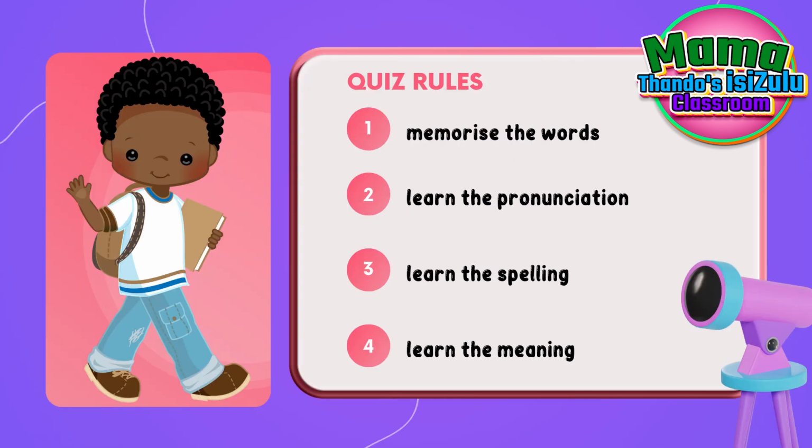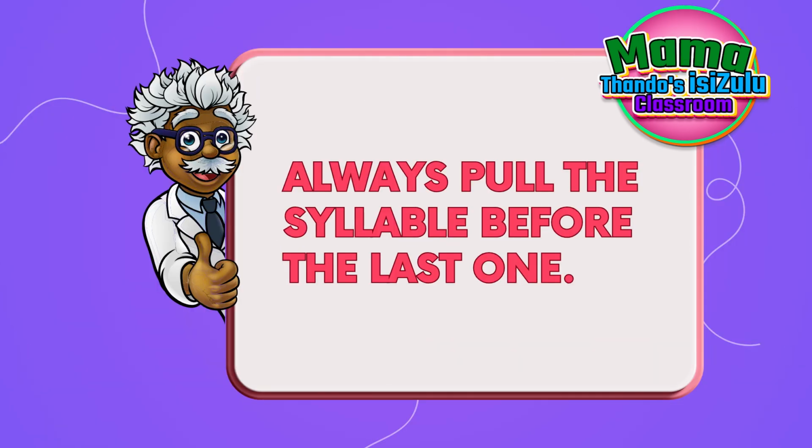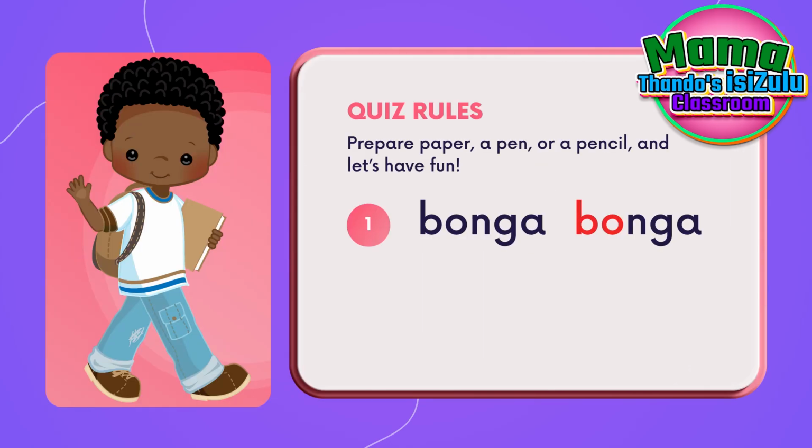And then I will also ask you to make sure that you memorize all the words, learn their pronunciation, their spelling, their meaning. A quick tip for you, mngani, in speaking isiZulu. Always pull the syllable before the last one. For example, in the verb bonga, to give thanks, we will pull the syllable bo a little bit, like this.